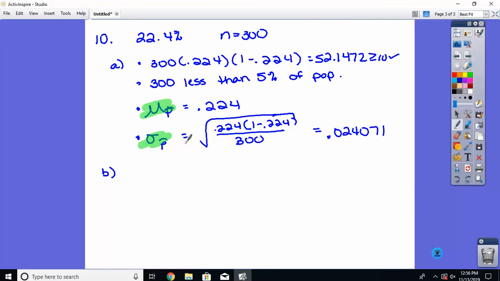So part B wants the probability that at least 50 are smokers. Now, these are P hats. P hat is a proportion. So how do I change 50 into a proportion? So my P hat, X over N, so 50 over 300, and that gives me 0.1667. And I want the probability that at least, so greater than or equal to 0.1667.